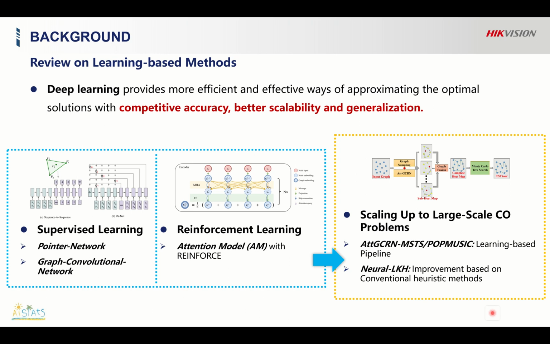Attention GCRN MCTS is a typical method proposed in 2022, which is also the first learning-based method solving 10,000-size TSP problems with faster speed and competitive performance compared to heuristic methods. Another interesting work is Neural LKH. It is a typical improvement-based method. It combines deep learning with LKH-3, which is the commonly used heuristic solver.